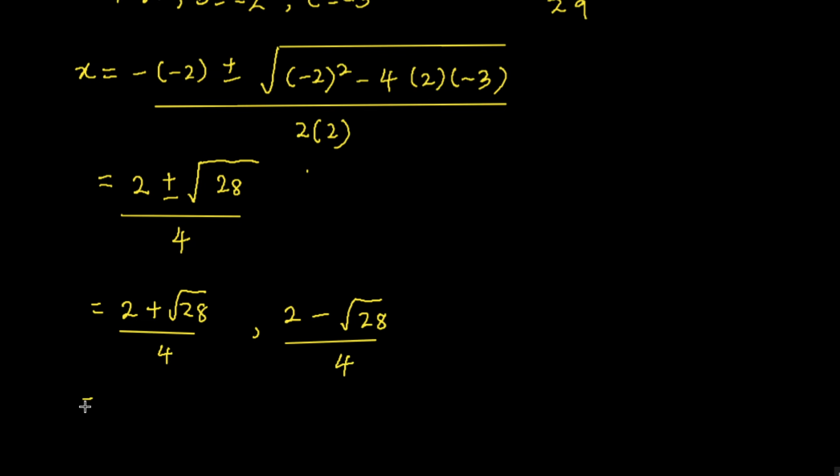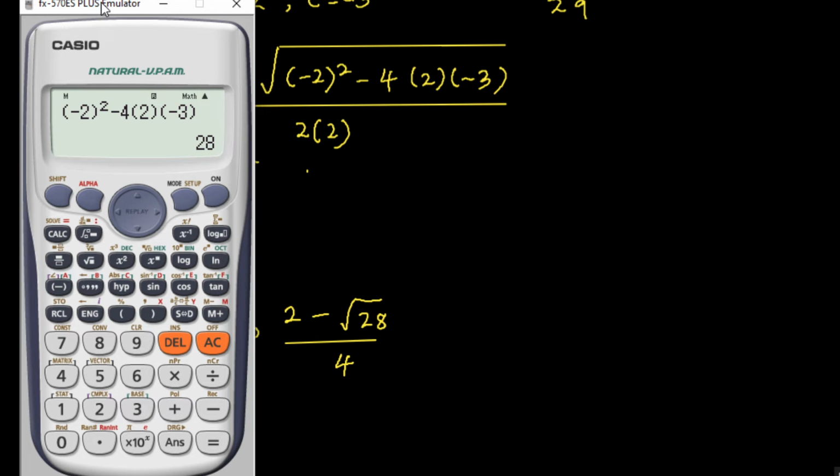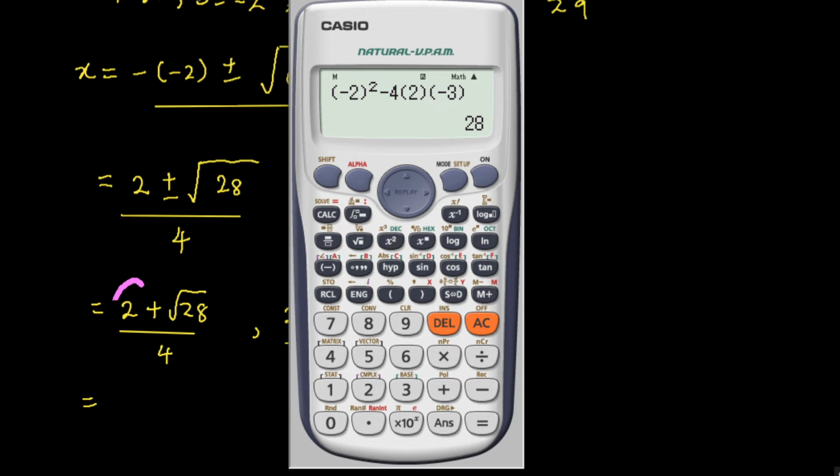Then we can get the answer by pressing this in our calculator. The first one is 2 plus square root of 28. We get the value first, and then we divide it by 4. So that is 1.82. They want 3 decimal places, and if the next digit is 5 and above, you have to add 1 to the previous digit, so 1.823. I will write here 1.823.